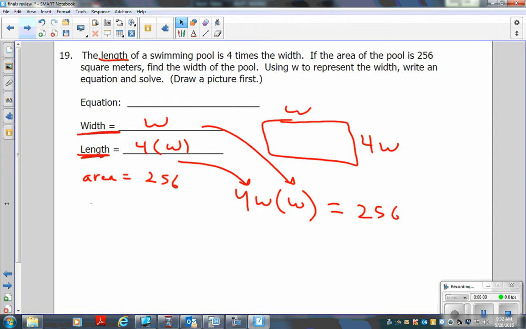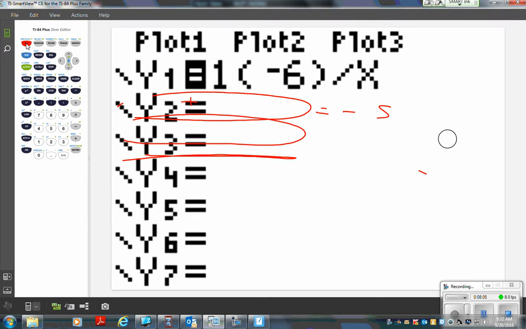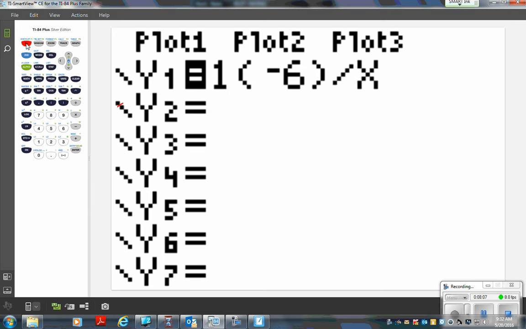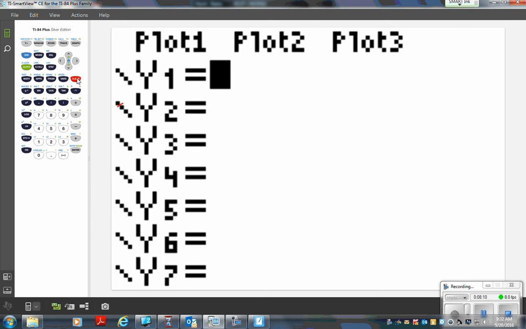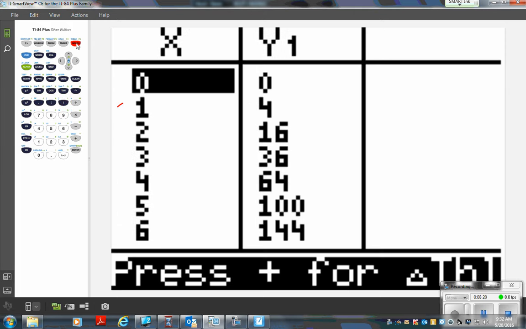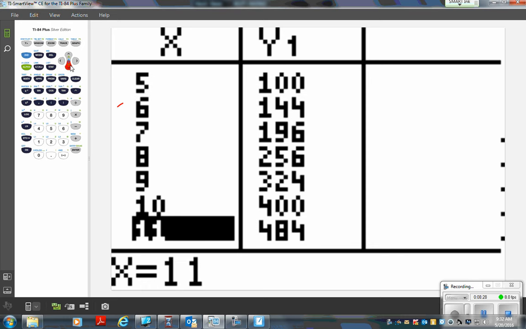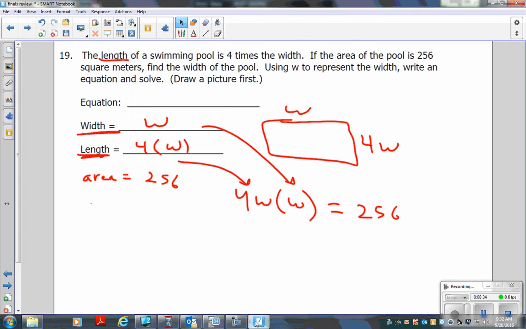Now, how do I find that in the calculator? Really easy. Go to calculator. We know that 4W times W equals 256. But the calculator doesn't like the letter W, so we use X. 4X times X equals 256. So we'll go to the table and look for 256. And it looks like it's right there at 8. So the letter W is actually 8.